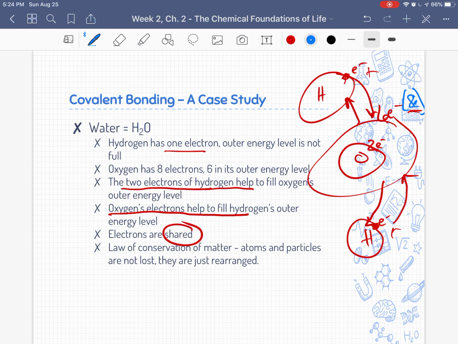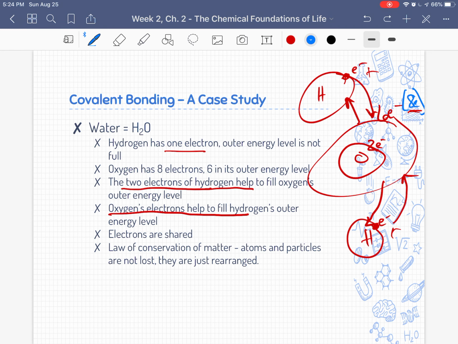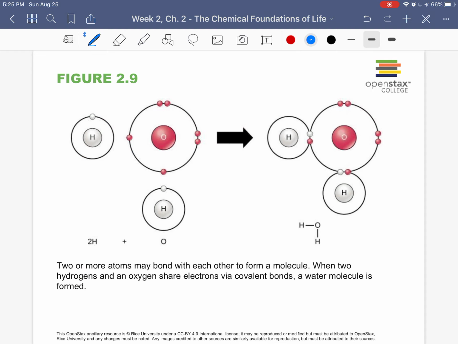Now, we're not giving these electrons away. We're sharing them. So let's say that I am a little blue electron and I am going around oxygen. I am also maybe going around hydrogen. So I am literally orbiting all the way around this molecule. The law of conservation of matter says that atoms and particles are not lost. We're just rearranging them. So sometimes that electron is going around hydrogen, and sometimes that electron is going around oxygen. Hydrogen's not losing an electron. Oxygen's not losing an electron.